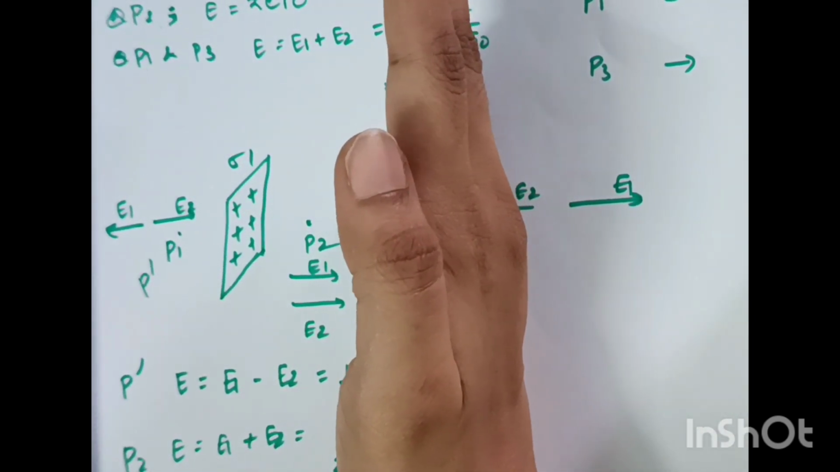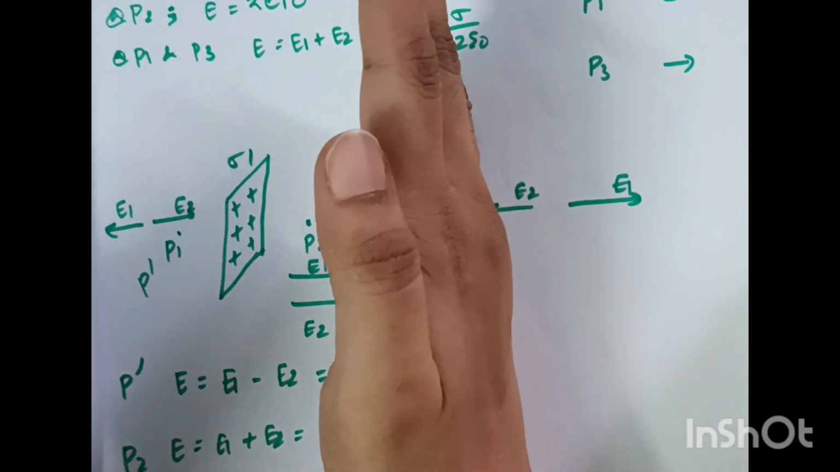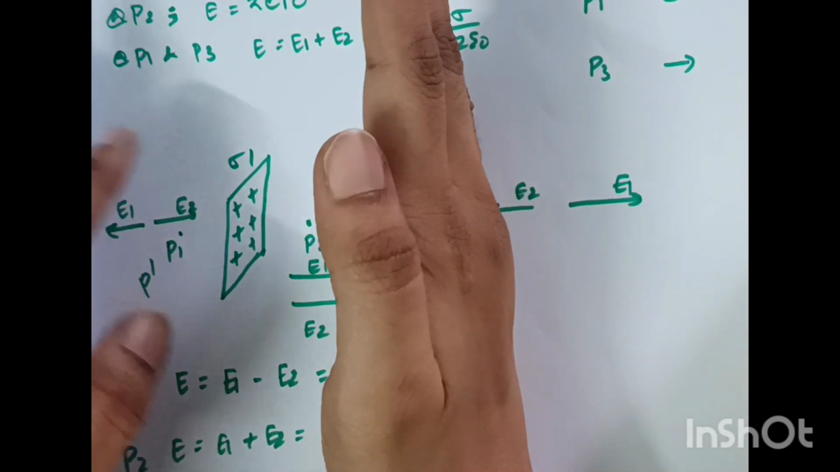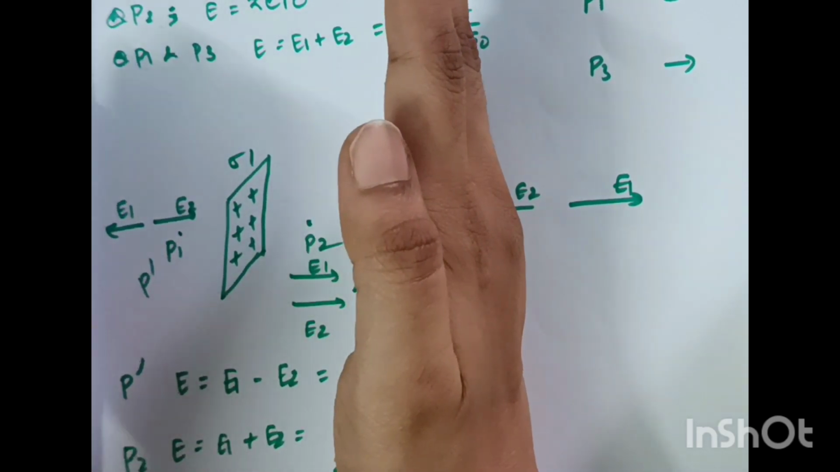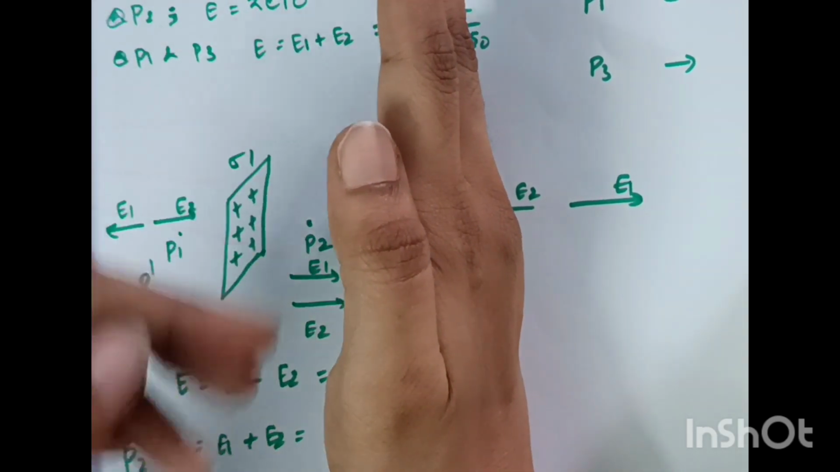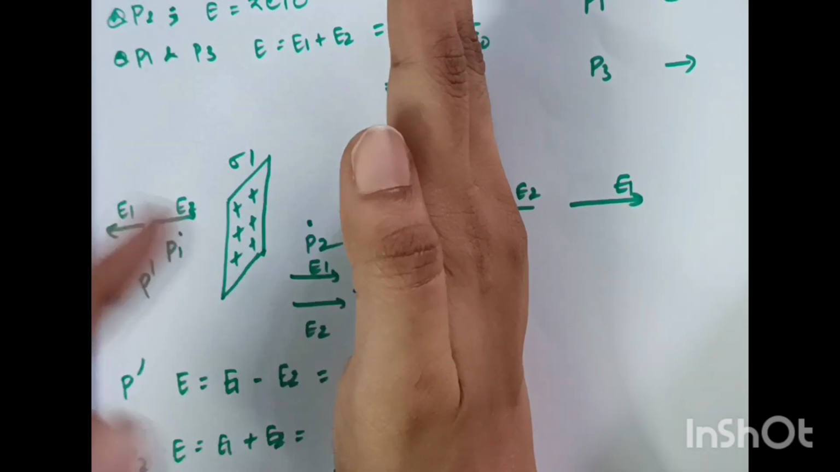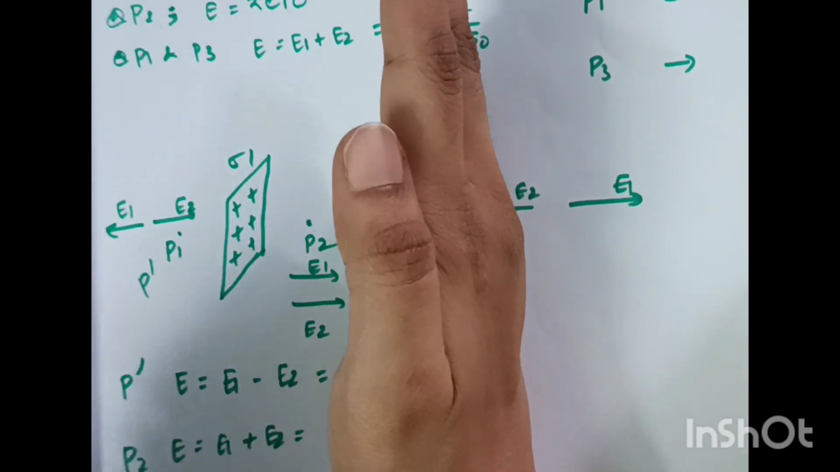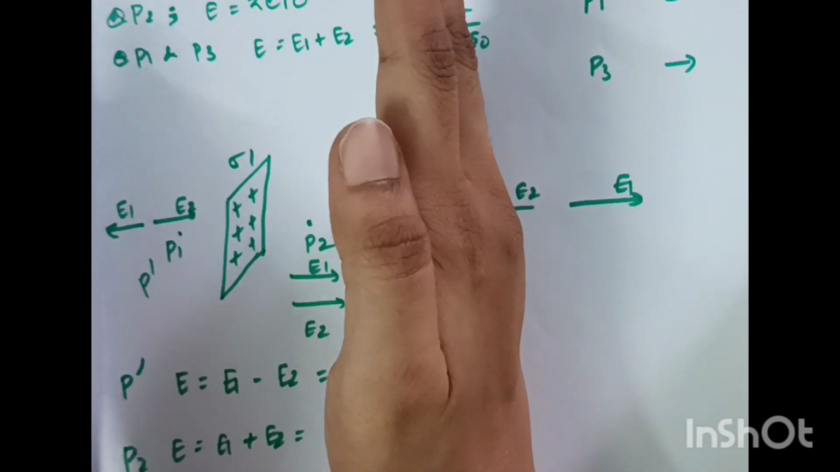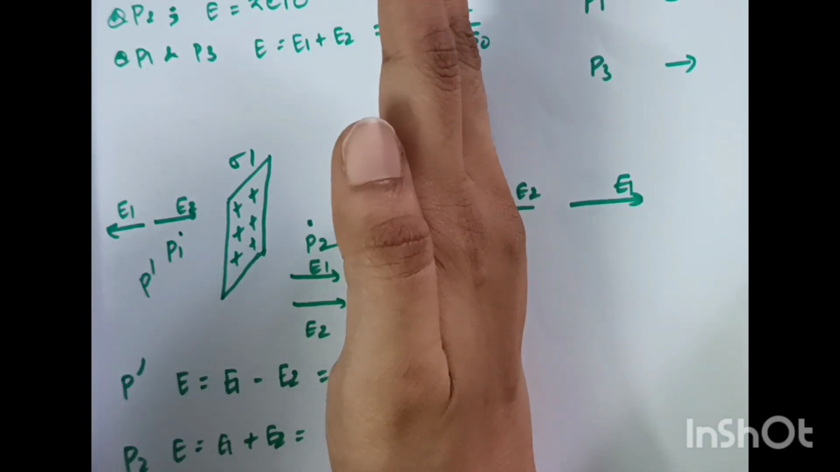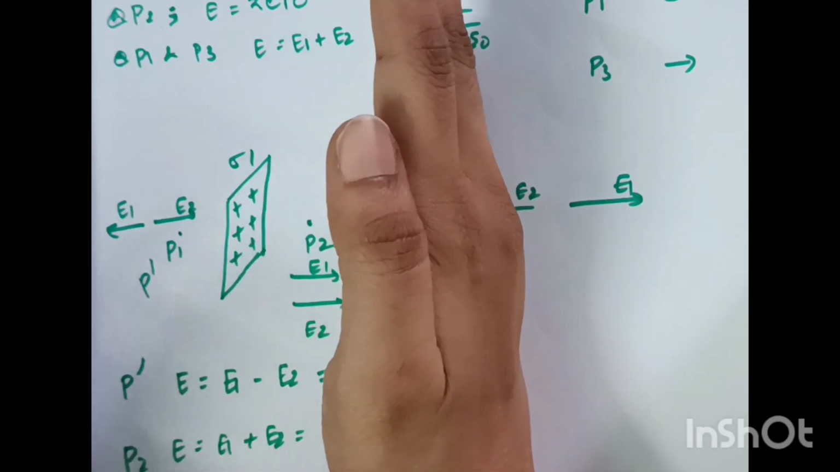Now, how will the direction of the electric field be? If you take a point on the left side, suppose this point, then as these are negative charges, the electric field lines will be towards them, towards the right side. So if you take the left side of the sheet, the electric field is towards the sheet, or towards the right side.